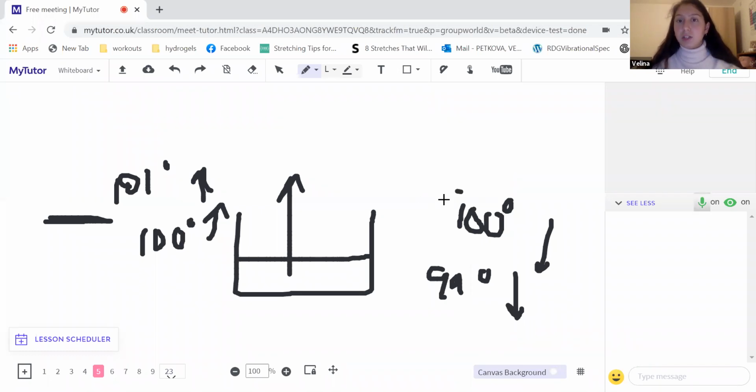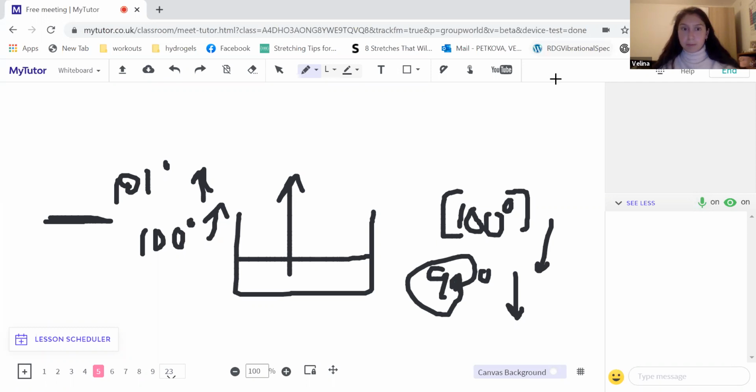But at 100 degrees, you can say that that's the condensing point as well, because anything below 100 is going to make it condense. Yeah, brilliant. Hopefully that made sense.